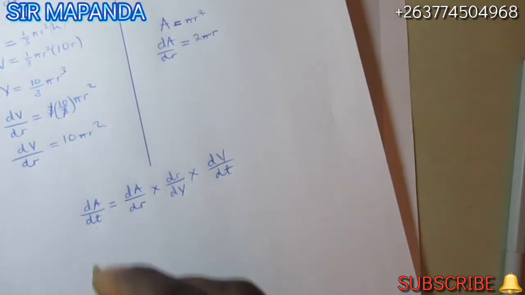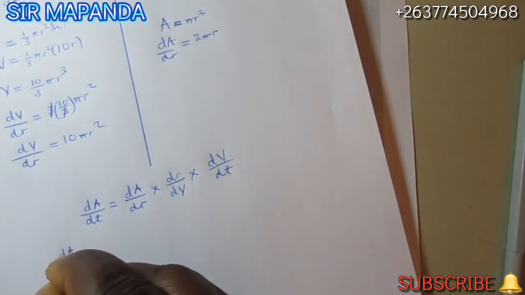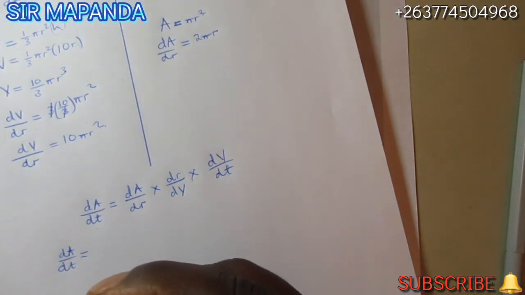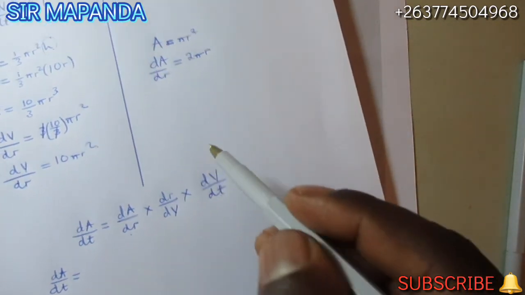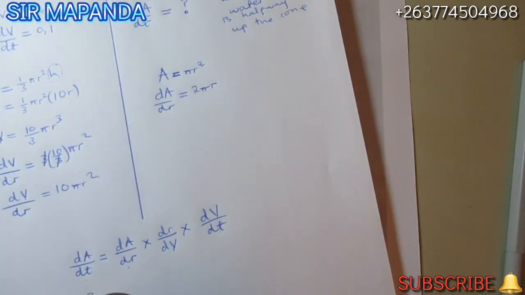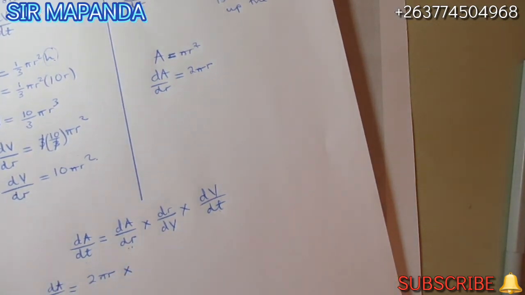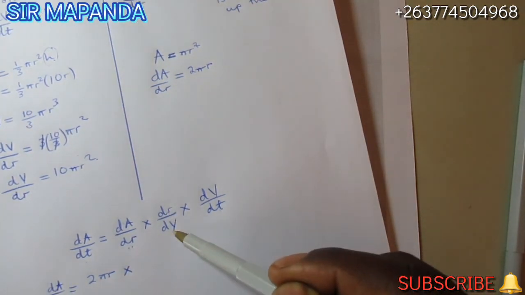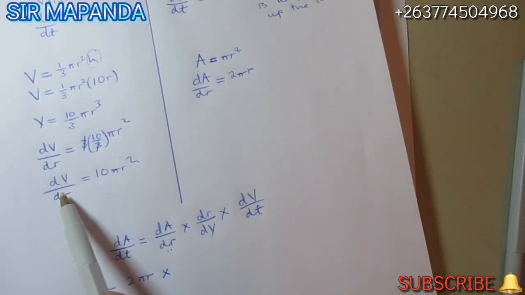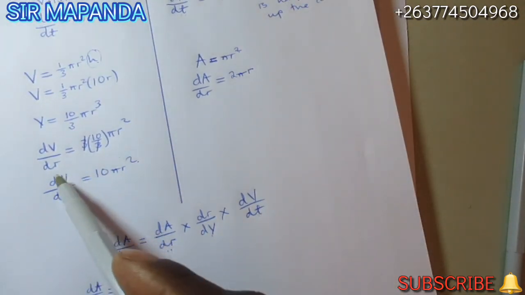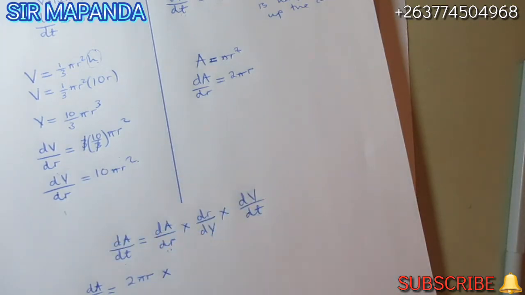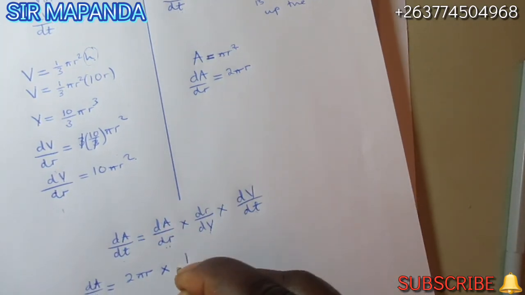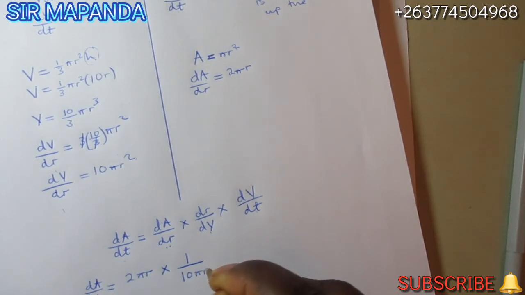Right. So we want to substitute the differential coefficients that we have obtained in this chain rule. The first differential coefficient is dA/dr. So dA/dr is 2 pi r. I'm going to put 2 pi r on dA/dr, then you multiply. The next is dr/dV. So dr/dV is obtained by reciprocating dV/dr. If dV/dr was 10 pi r squared, it means dr/dV is 1 over 10 pi r squared.